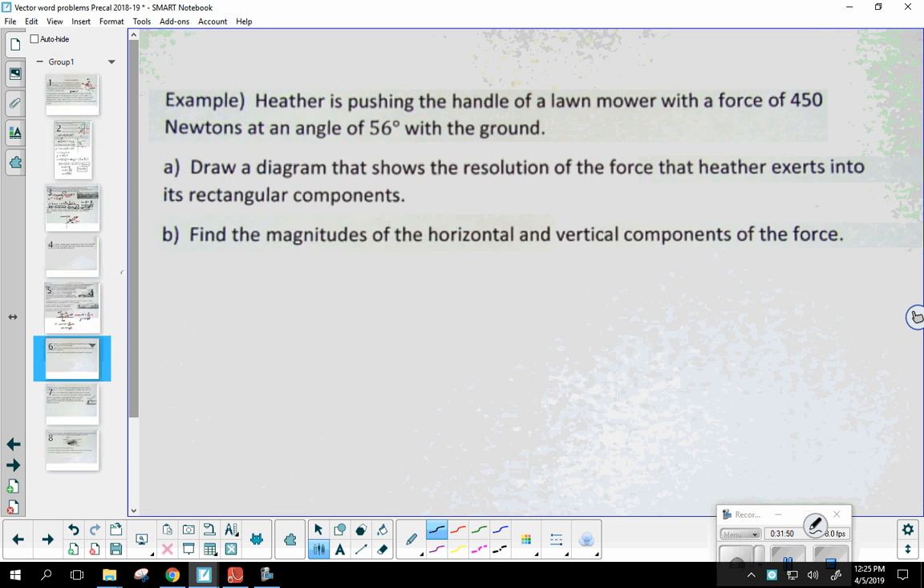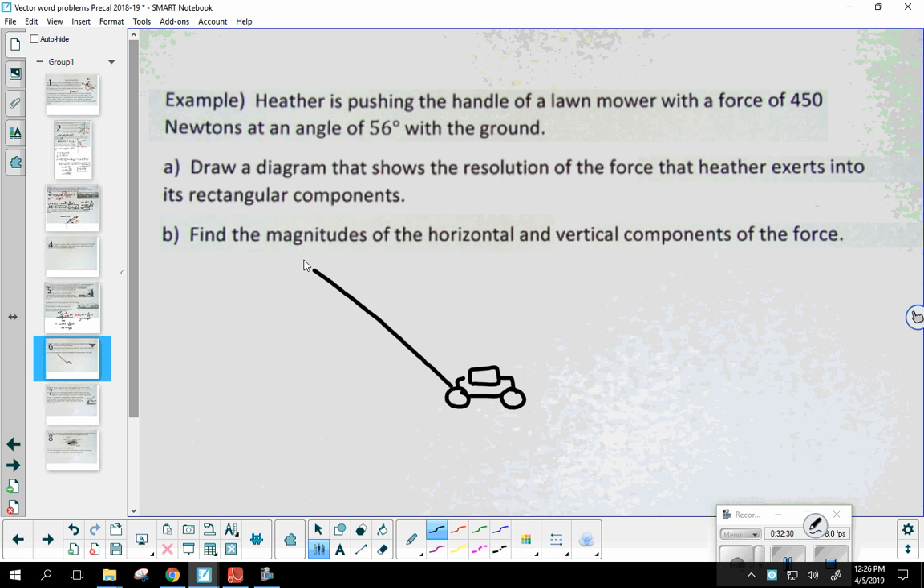All right. Okay, here's our last example. Heather is pushing the handle of a lawnmower with a force of 450 newtons at an angle of 56 degrees with the ground. Okay, so we're pushing a lawnmower, right? So let's say we have the handle right here. This is going to be an amazing looking lawnmower. Let's imagine the person doing it is really tall. There you go. Okay, so we have the lawn. That's a lawnmower.